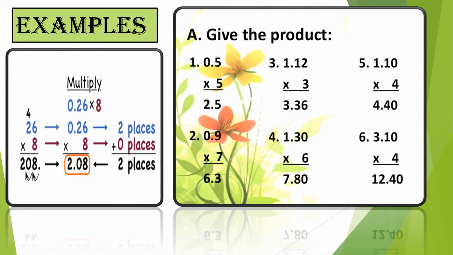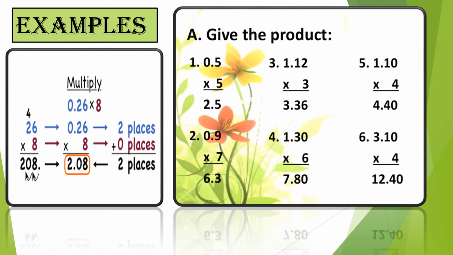Let us see a few more examples. Give the product. The first one is 0.5 into 5. Just multiply the numbers 5 into 5 because 0.5 is 5 only. So you get 25. You can see the decimal after one place. So the decimal in the answer will also be after one place. So the answer is 2.5. Now see the second example, 0.9 into 7. So 0.9 is 9 only. So 7 nines are 63. Now the decimal is after one place. So the answer is 6.3.